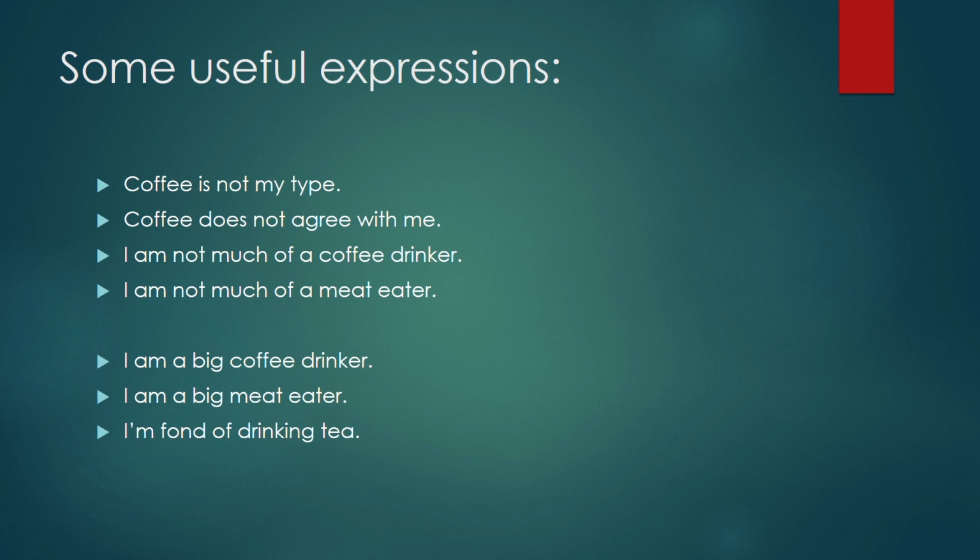If you like something, you can always use these expressions. I'm a big coffee drinker, I'm a big meat eater, or I am fond of drinking tea. So these expressions, all three, express that you are interested in drinking or consuming that type of food source.